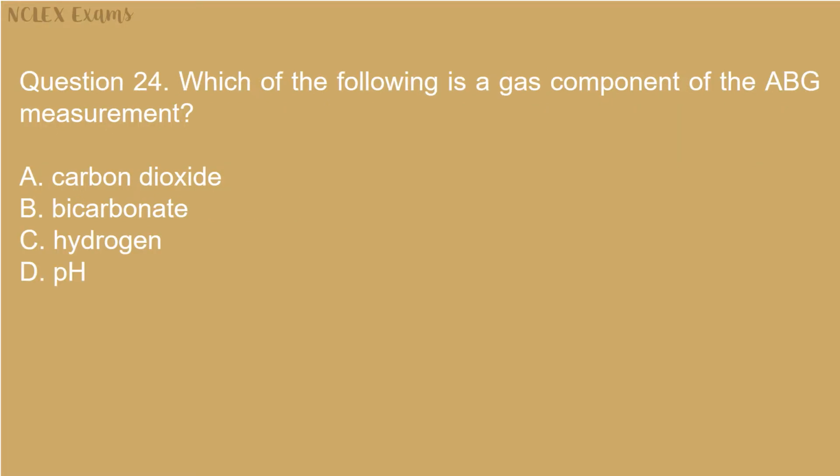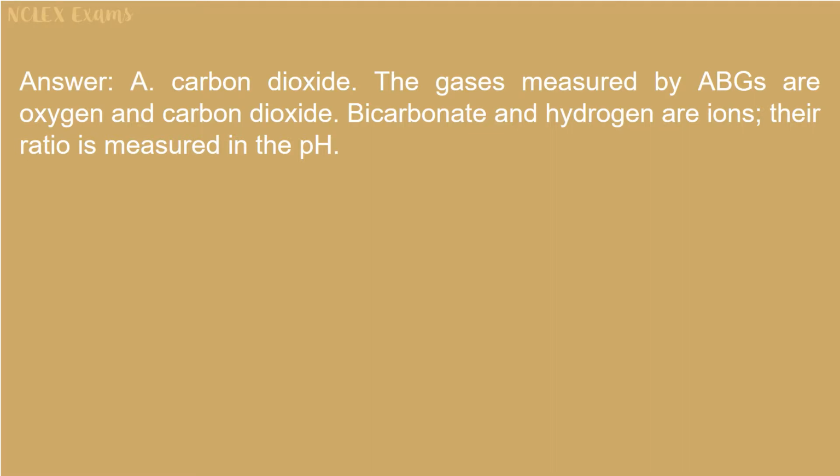Question 24. Which of the following is a gas component of the ABG measurement? A. Carbon dioxide. B. Bicarbonate. C. Hydrogen. D. pH. Answer A. Carbon dioxide. The gases measured by ABGs are oxygen and carbon dioxide. Bicarbonate and hydrogen are ions. Their ratio is measured in the pH.